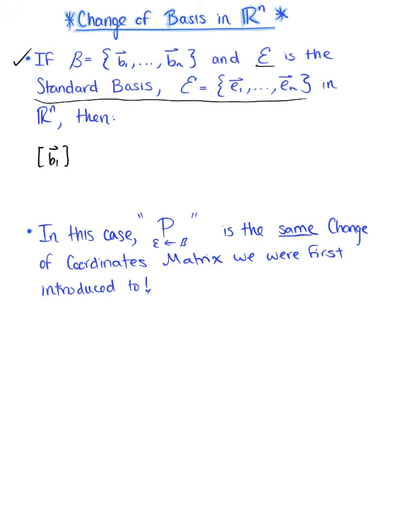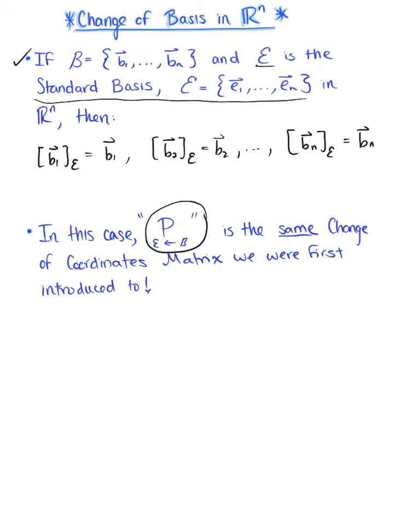So the coordinates of vector b sub 1 relative to the elementary vectors, or relative to that standard basis, is equal to vector b sub 1. The coordinates of vector b sub 2 relative to that standard basis is equal to vector b sub 2. And this continues all the way to the coordinates of vector b sub n relative to that standard basis E. That's simply just vector b sub n. So in this case, the change of coordinates matrix from basis B to basis E, the standard basis, is the same change of coordinates matrix that we were first introduced to.